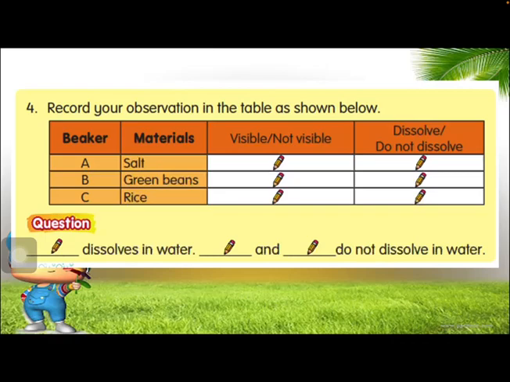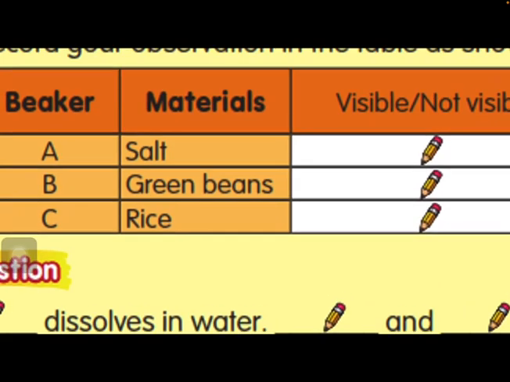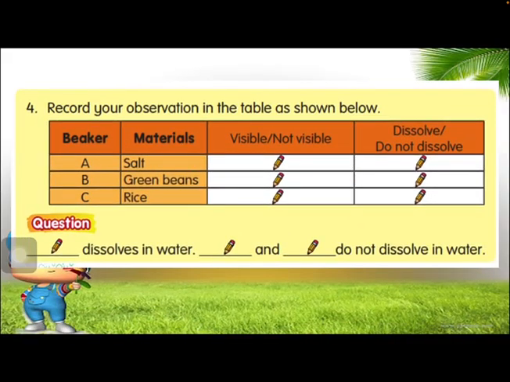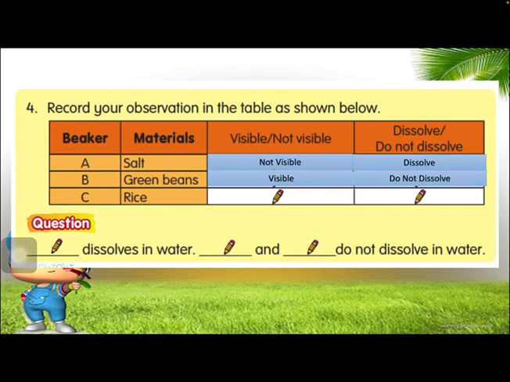Look at the salt. Visible or not visible? Not visible. If visible, that means it does not dissolve. If not visible, that means the object dissolves. Salt not visible, dissolves. Green beans visible, do not dissolve. Rice visible, do not dissolve.